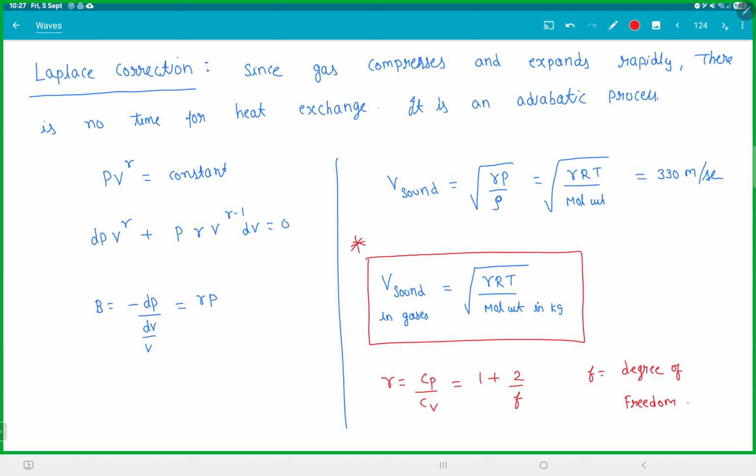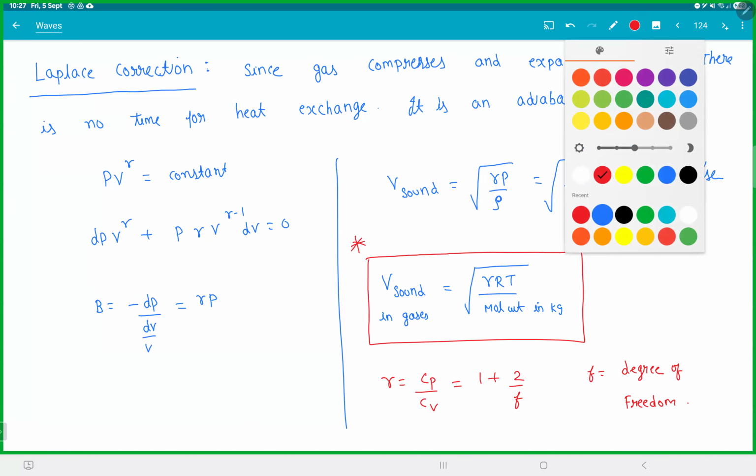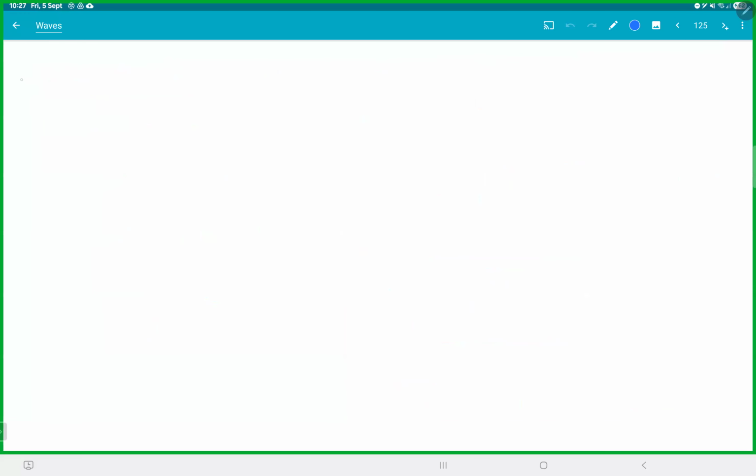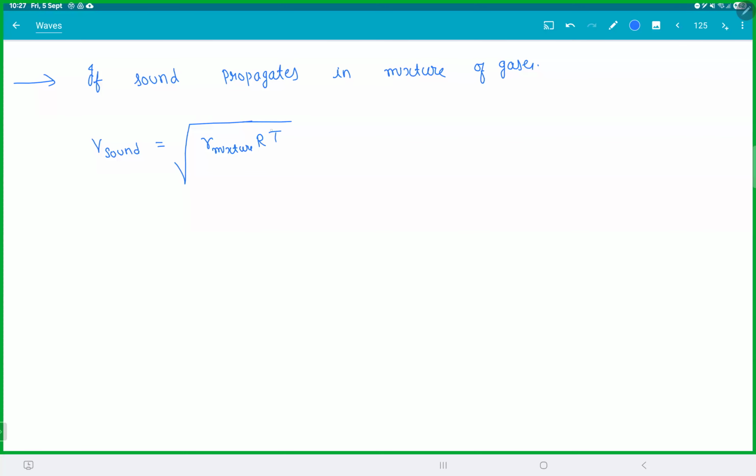Clear with this? Now, every time you won't be so lucky, they'll just give you a single gas. What if you have a sound in a mixture of gases? Then your formula becomes V sound will be root over γ mixture R T by molecular weight of the mixture. Remember, temperature must be in Kelvin.